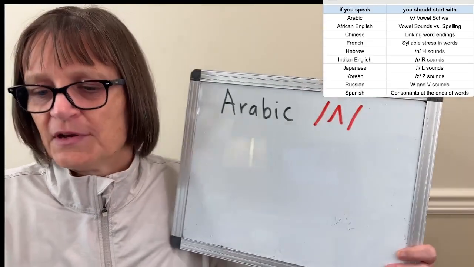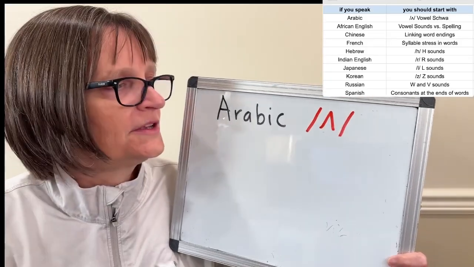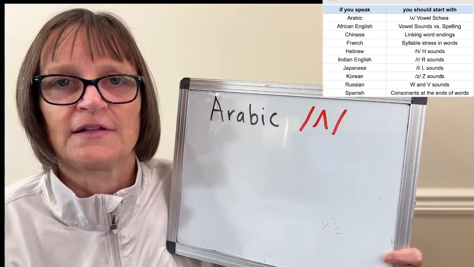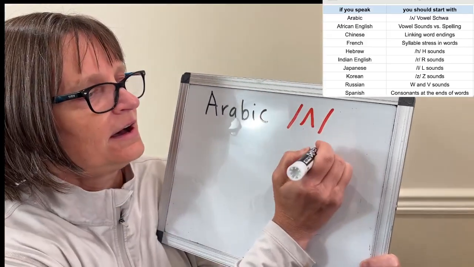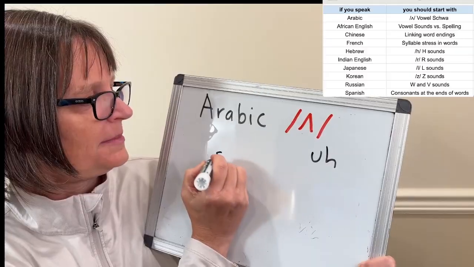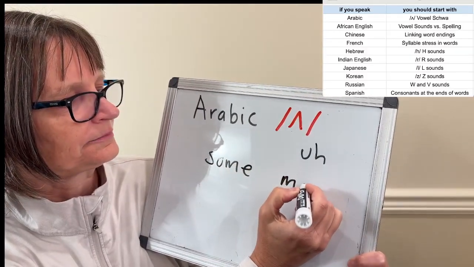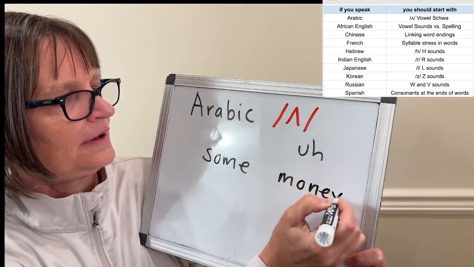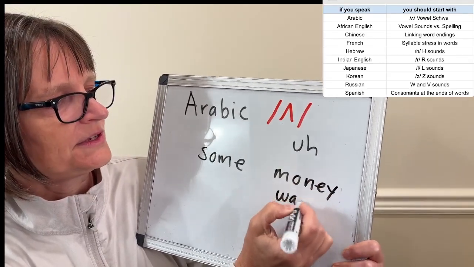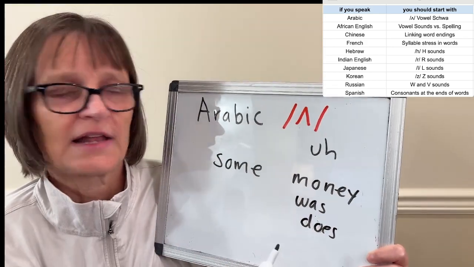So for Arabic speakers, what do I mean when I say start with vowel schwa? Well, vowel schwa is the most common sound in American English. It's in words like some and money. It's also in words like was and does. And one thing you can see is that it's spelled a lot of different ways.